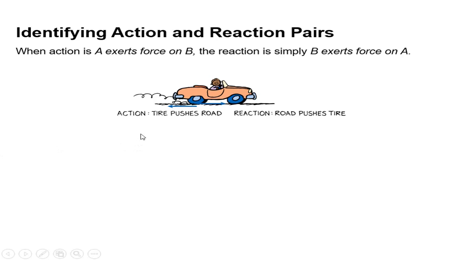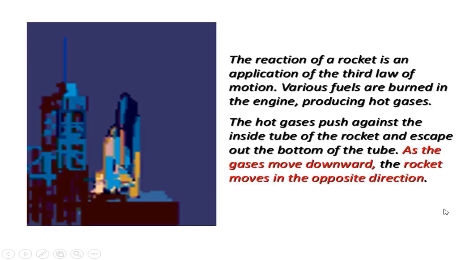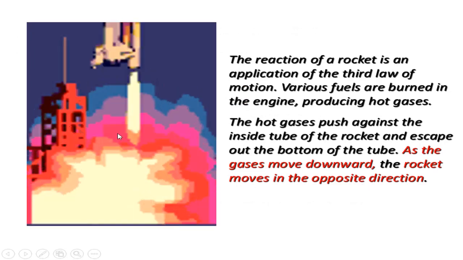For example, the moving car. Action: the tire pushes the road. Then reaction: the road pushes the tire. So the car moves forward because the road pushes the car. This next one is a very common example. Look at the arrow. The rocket pushes gas to the left, then the reaction: the gas pushes the rocket to the right. Here, look at the GIF presentation.